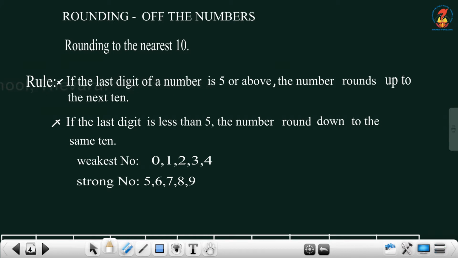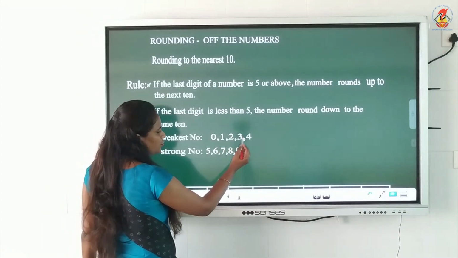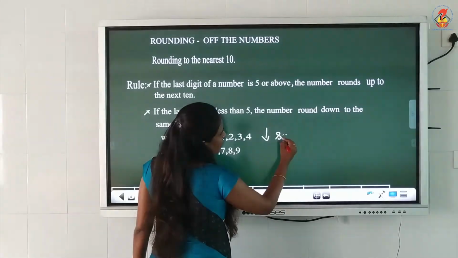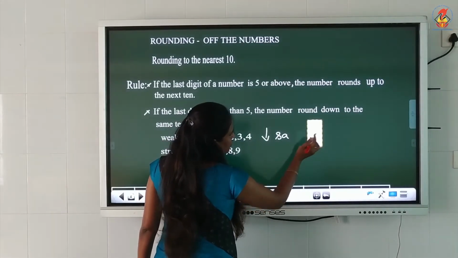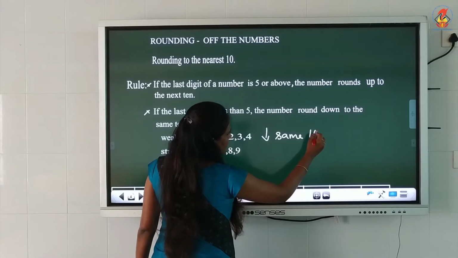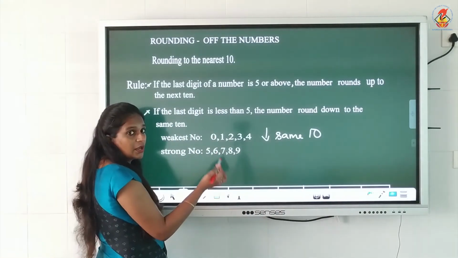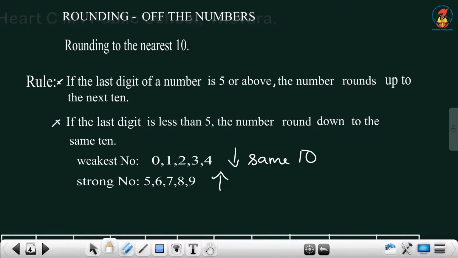So let's see, the weakest numbers are 0, 1, 2, 3 and 4. The strong numbers are 5, 6, 7, 8, 9. When we have the last digit 0, 1, 2, 3, 4, it will go down to the same 10. If the last digit is 5, 6, 7, 8, 9, then it's strong. It will go up to the next 10.